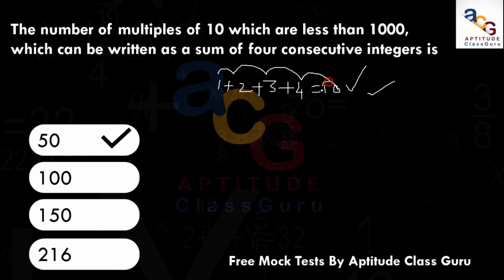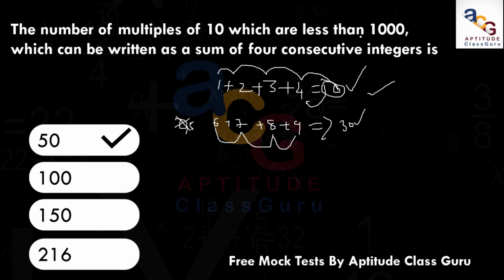One integer which is the sum of consecutive numbers. When you take further numbers 6, 7, 8 plus 9. Why have I taken this? 5 and zeros are not considered for the sum of the tens. Just look at it. 6 plus 7, the answer is 13. 13 plus 8, 21. 21 plus 9, 30 is the answer. So 30 is also a multiple of 10.